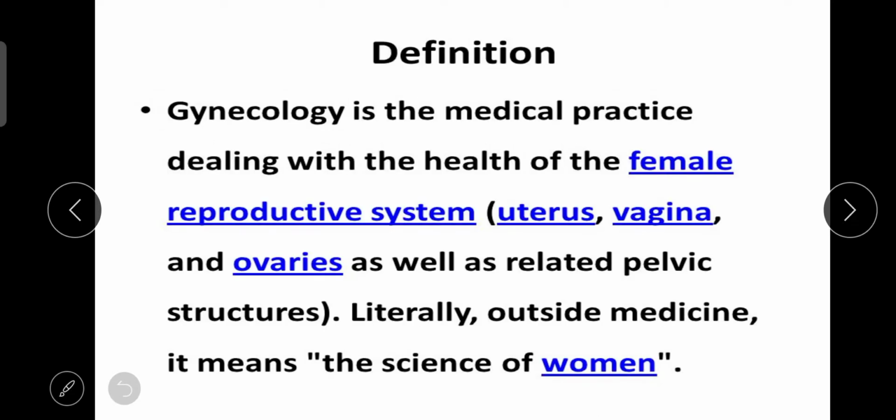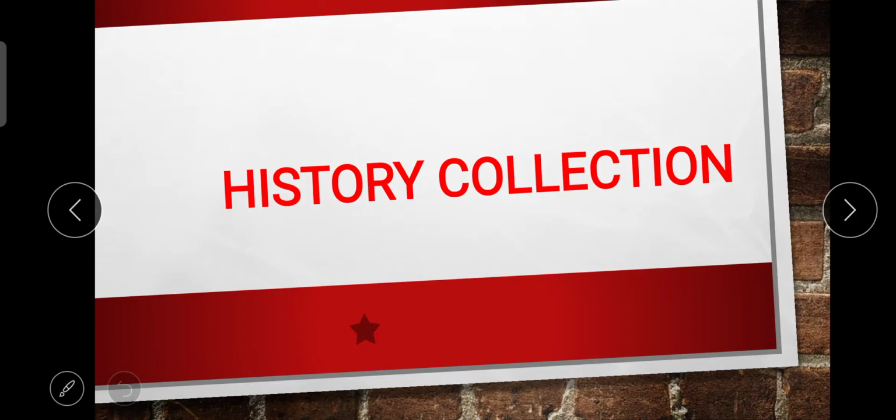Next is the definition of gynecology. Gynecology is the medical practice dealing with the health of the female reproductive system, like the uterus, vagina and the ovaries, as well as the relative pelvic structures. Literally, outside of medicine, it means the science of woman. All the organs of female genitalia, if there is any disease or malfunction, you are going to study in gynecology.